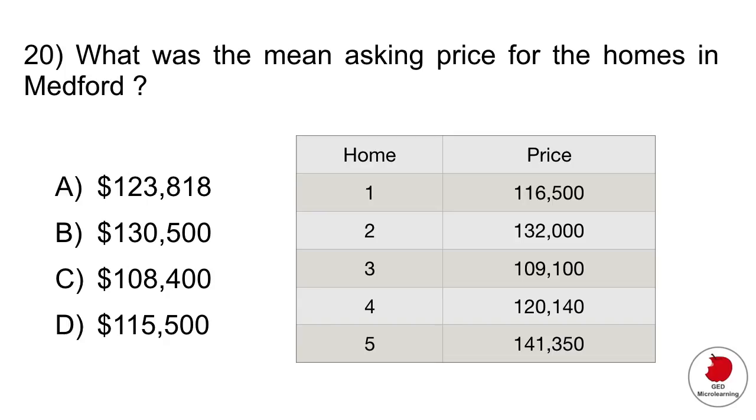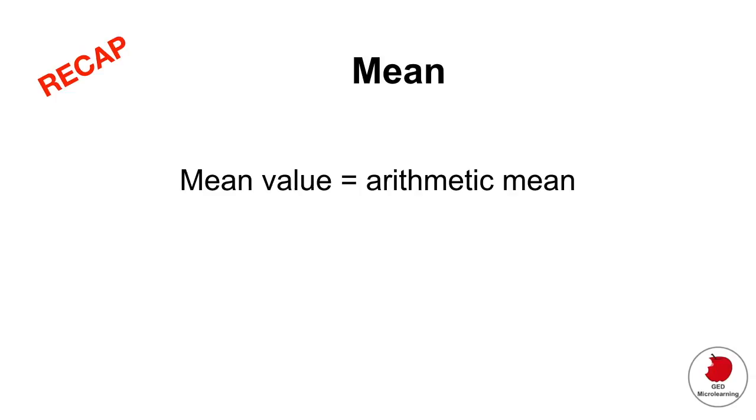All right, the next two questions, I think, are statistics. So they're asking you, what was the mean asking price for homes in Medford? There are a few things you have to remember for the statistics portion that they always ask: mean, median, mode, and range. Mean is the arithmetic mean, or the average.